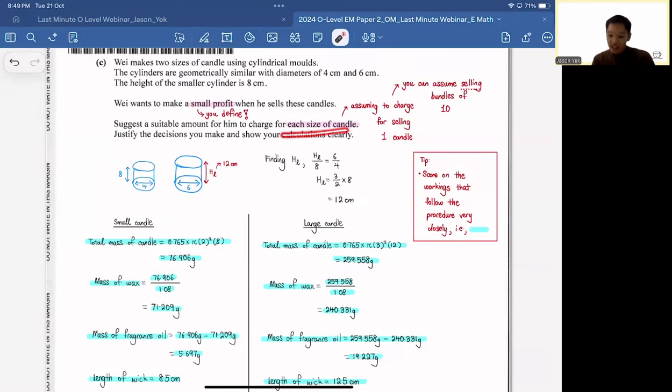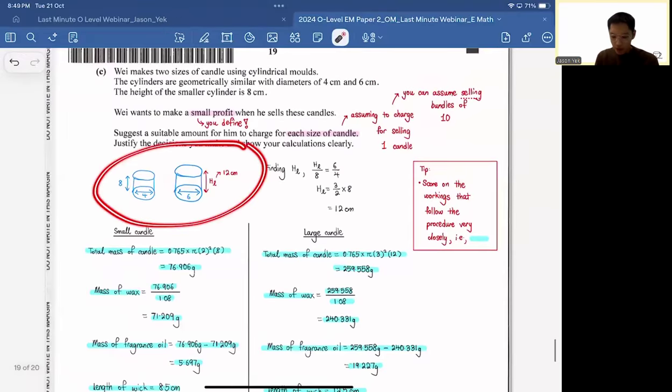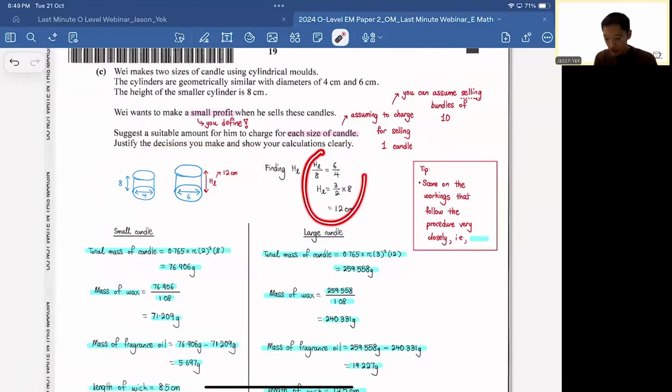For each size of candles, in order to charge, he needs to know how much he produces, right? Say for example, geometrically similar, to find the corresponding height, it's just the ratio, so you find accordingly, you can find all that. But to make sure you can find the mass, it's really about real world context, what to do. Example, if you're fixing a car, you need to know step one, maybe open the car boot, step two, open the engine oil to check whatever relevant stuff. You follow the procedure accordingly.